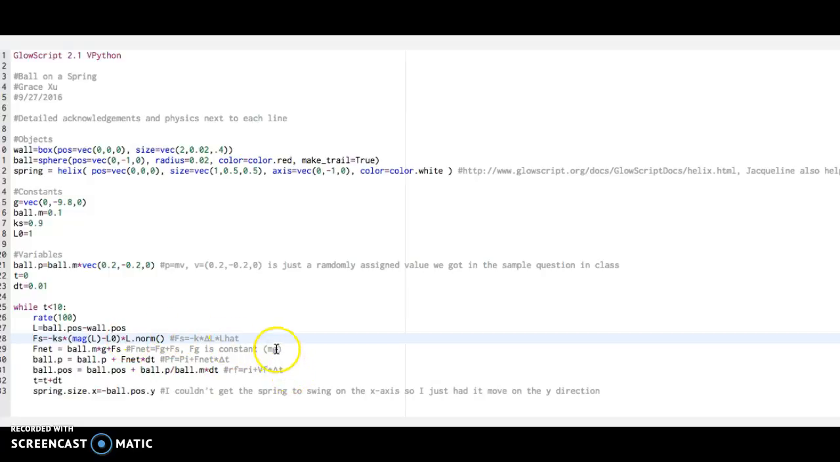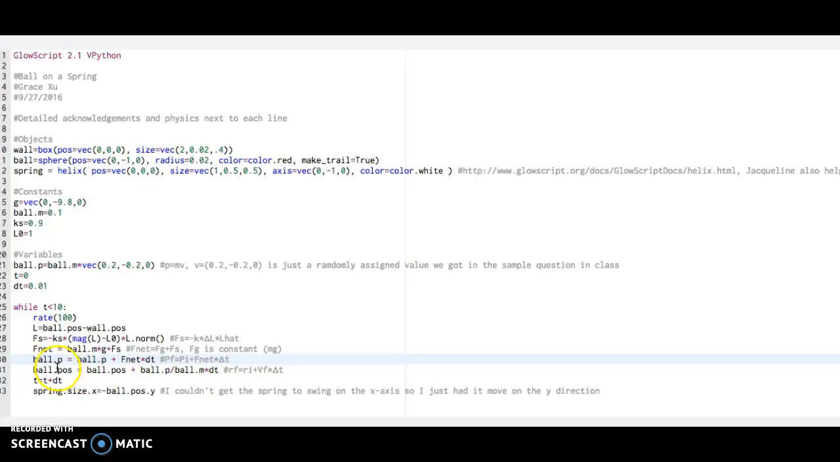The F net in the system is just gravity and the spring force, which we calculated in the line above. And in this line 30, I am just updating the momentum using P final equals P initial plus F net times delta t. The formula is basically the same thing.